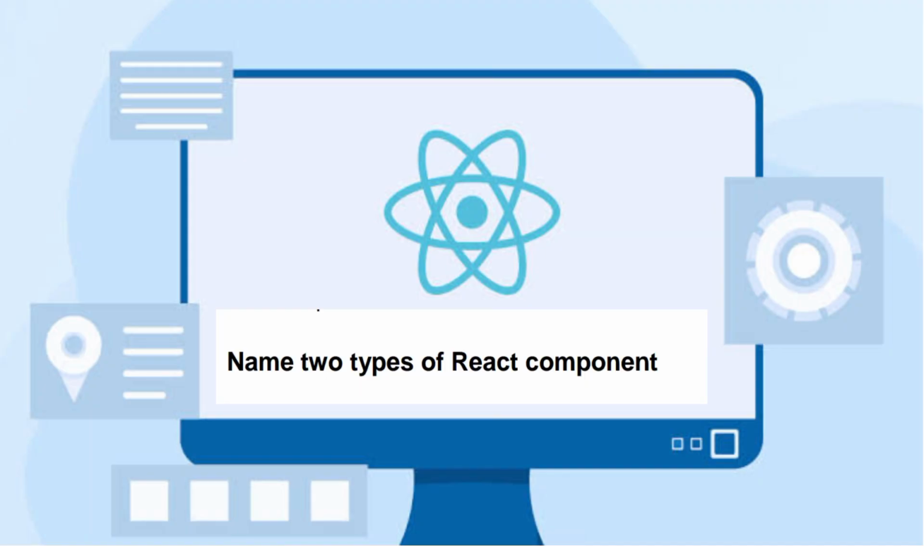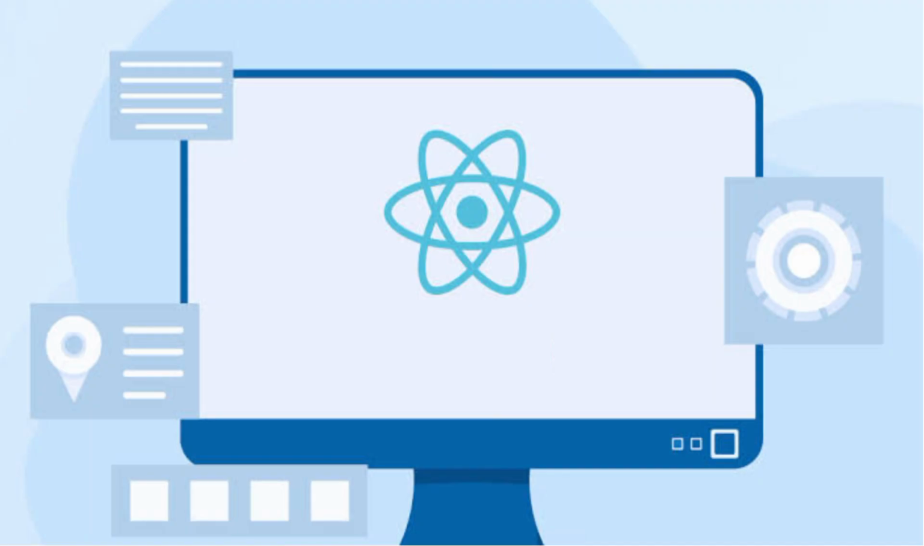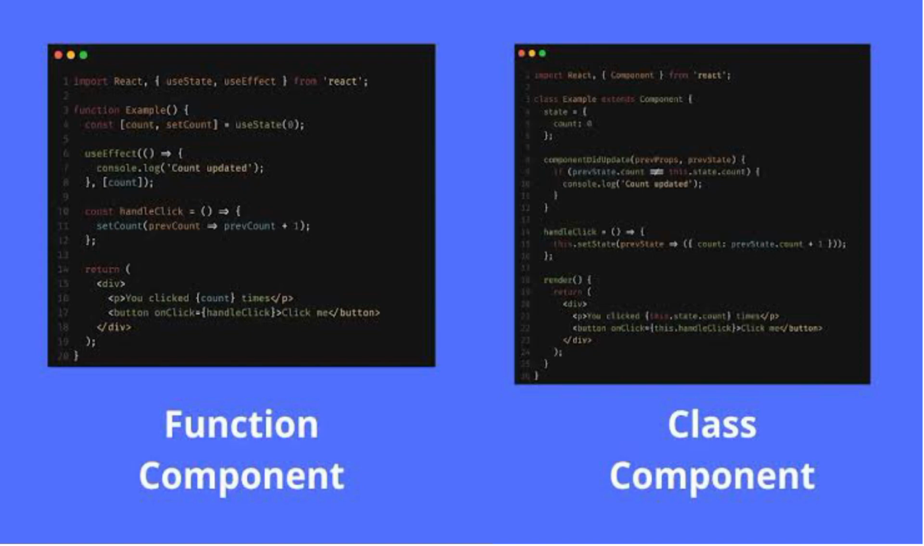Now the next question is, name the two types of React components. There are two types of React components. First is the functional component and second is the class component. There are some differences between the two components. A functional component works directly as a function, while a class component needs to create and render a function in it.